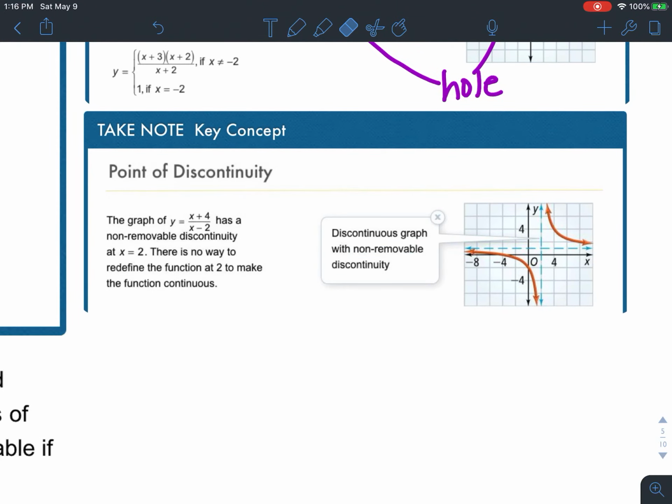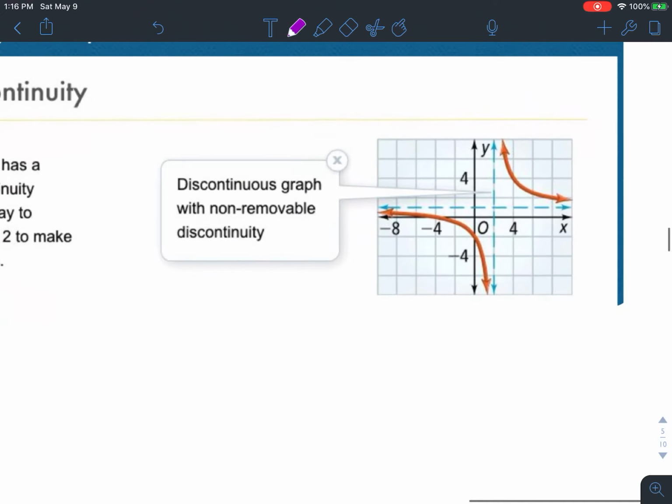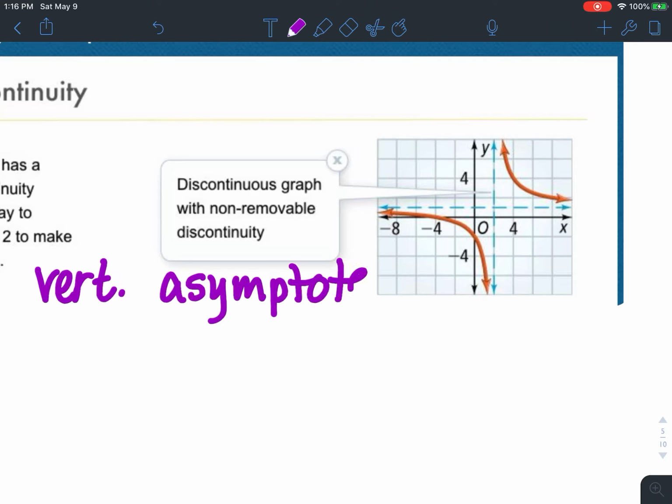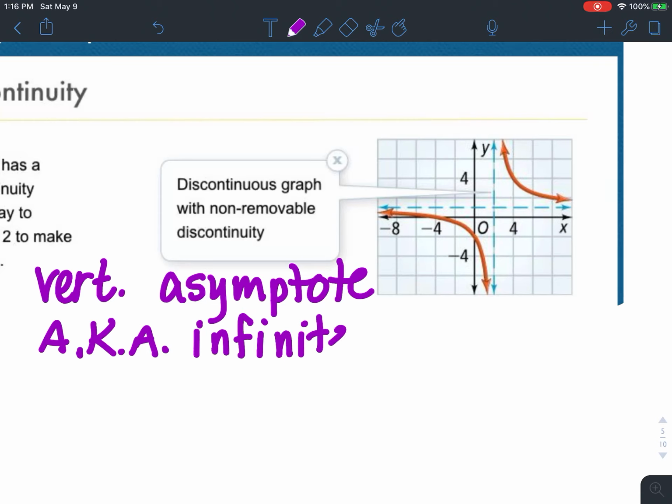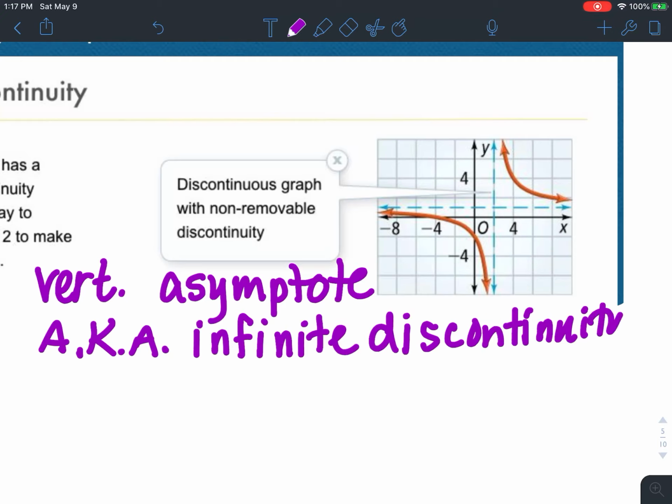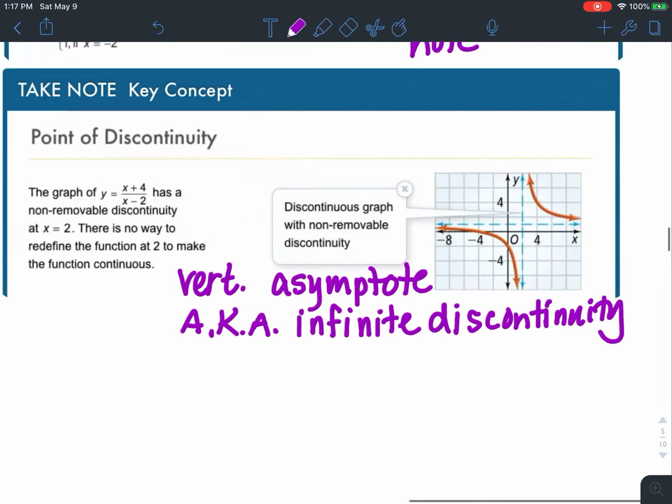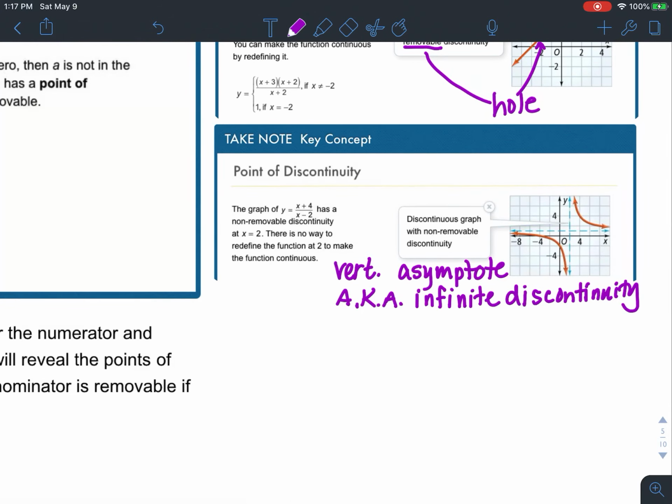Okay. This is a discontinuous graph with a non-removable discontinuity. In this case, the non-removable discontinuity is an asymptote, a vertical asymptote. And a vertical asymptote is also known as an infinite discontinuity. Because it's not just that x can't equal this number just at this dot. It's like it can't equal this number anywhere. I don't know. Anyway, it's infinite.